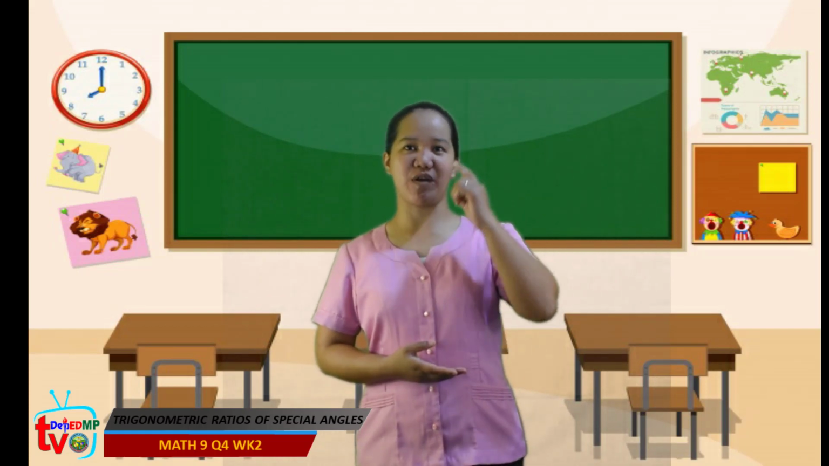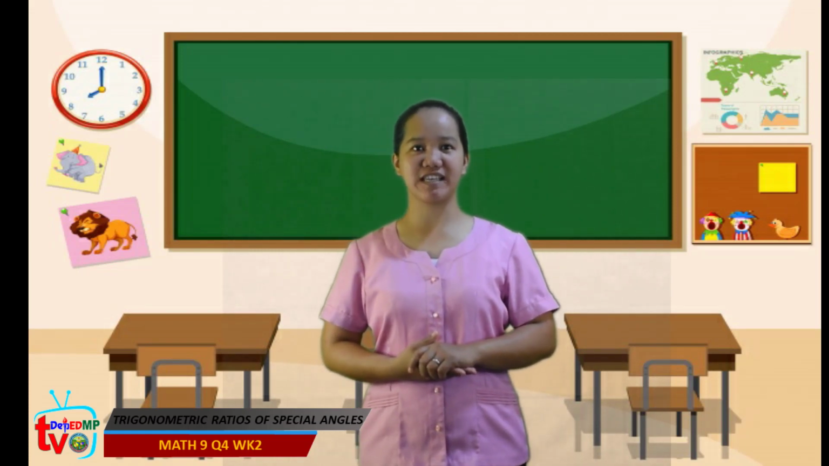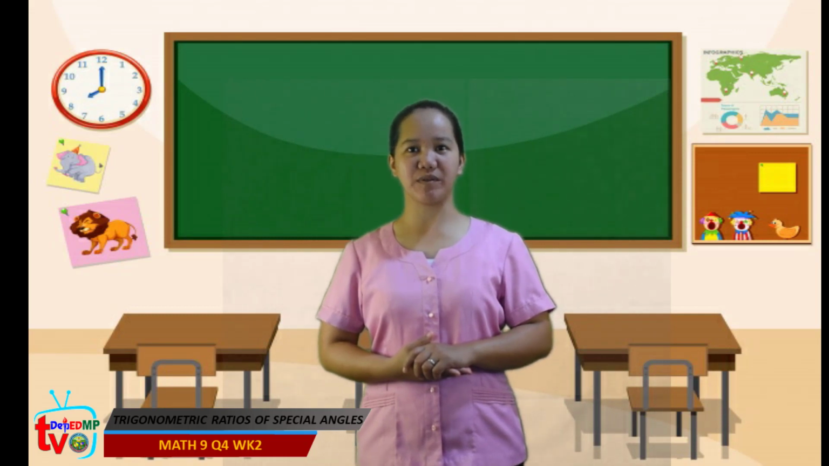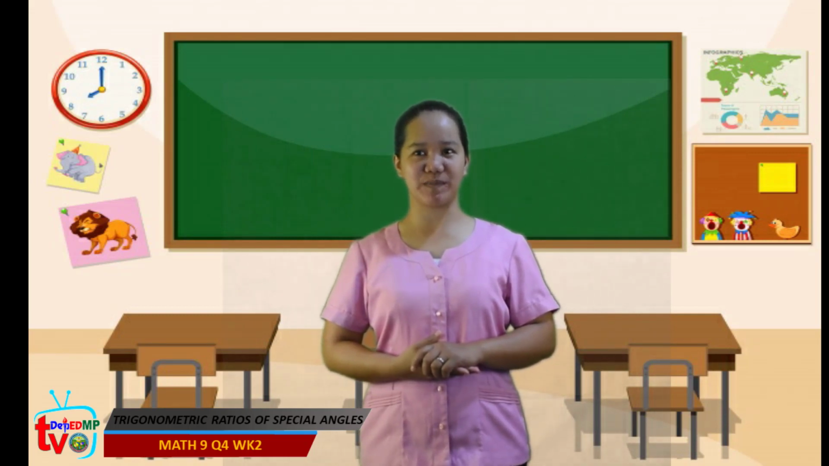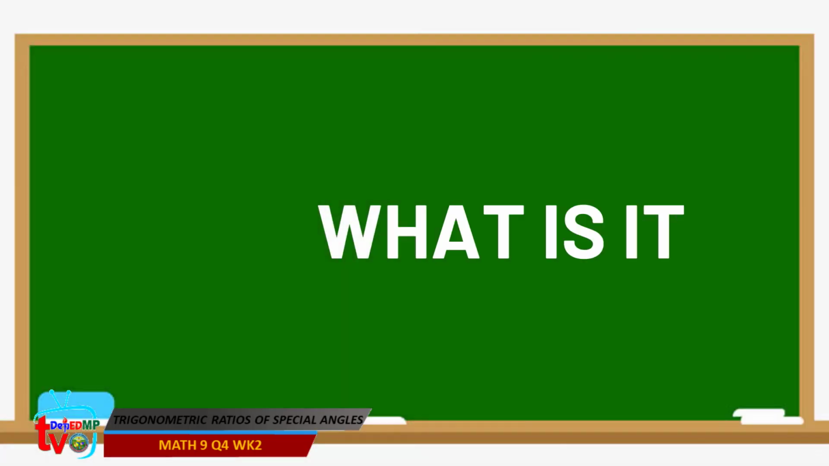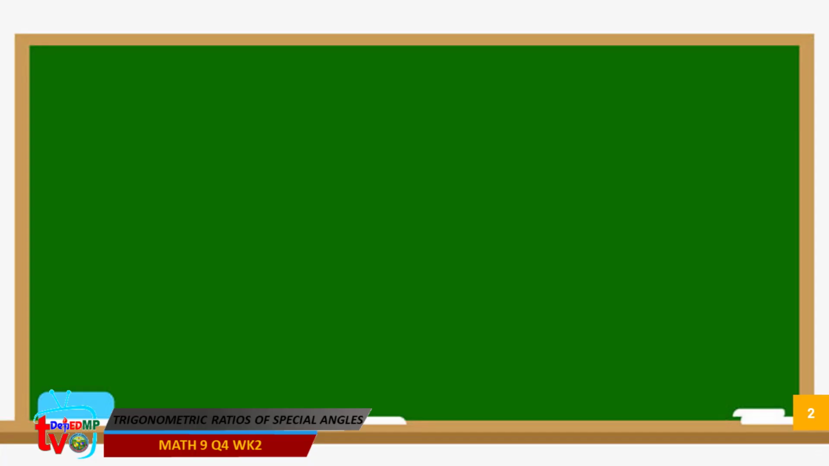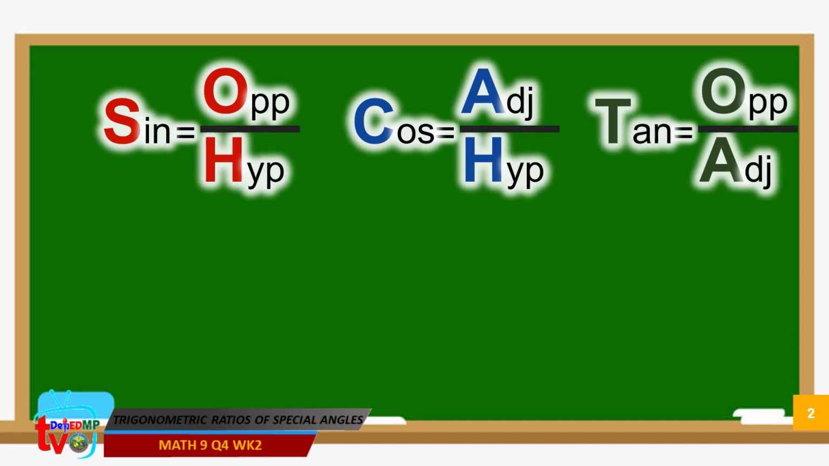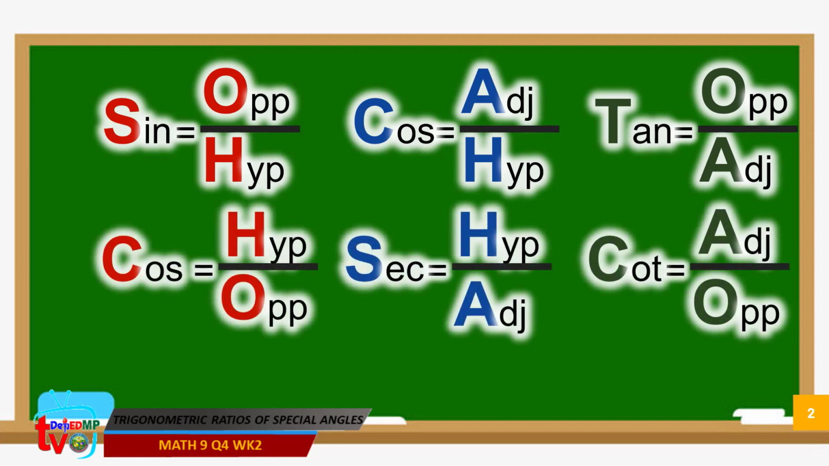Keep in mind the properties of the special triangles and let us study more about the trigonometric ratios of the special angles. In the previous part of this lesson, we have recalled the mnemonic SOHCAHTOA for the primary trigonometric ratios. Now let us recall the other 3 trigonometric ratios through the mnemonic CHO, SHA, COW.